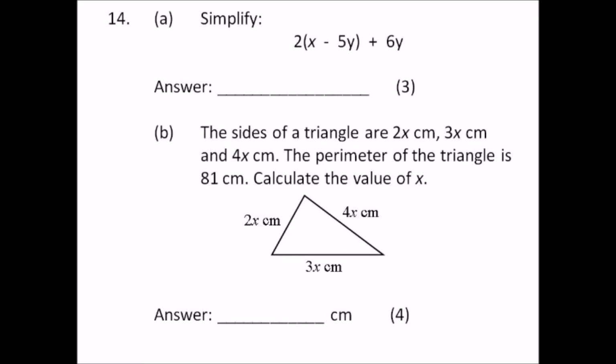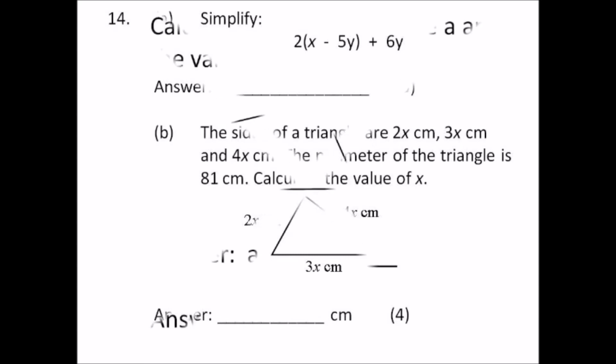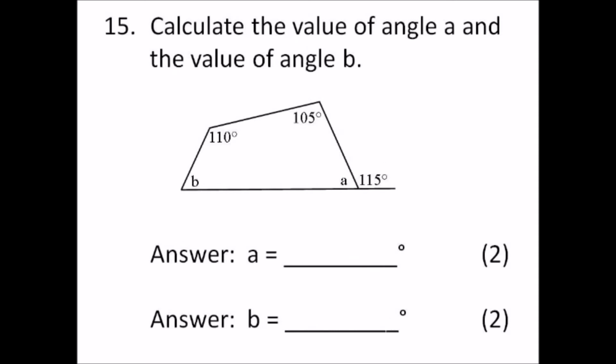Wow, you got to get these 7 marks. So go ahead, work fast, do the simplification. Then, okay, we move on to number 15. Calculate the value of angle A and the value of angle B. And there you have a diagram. And A, 2 marks, and B, 2 marks.